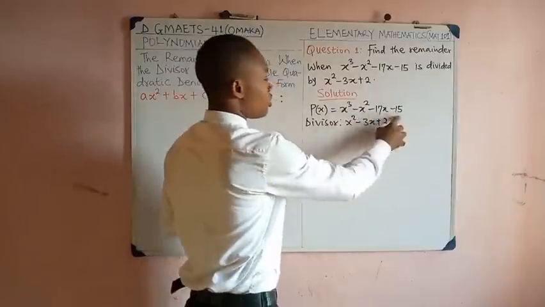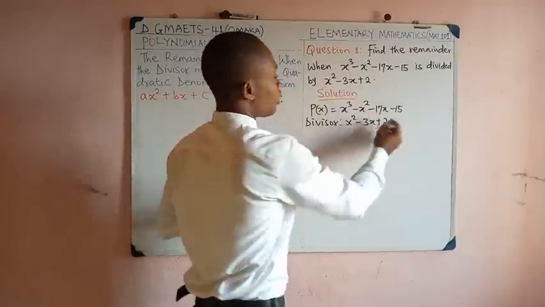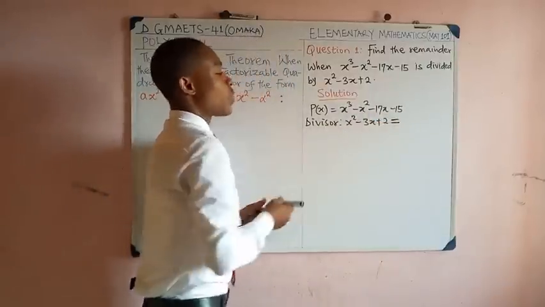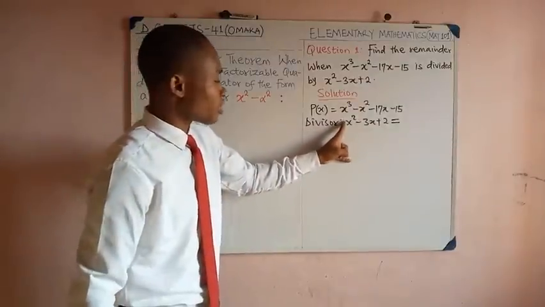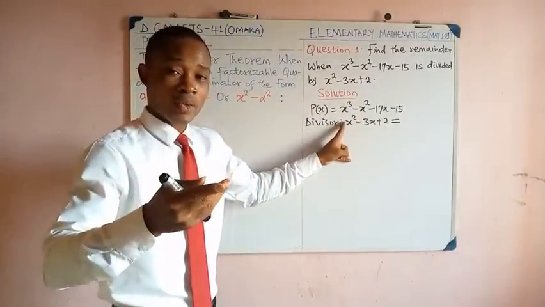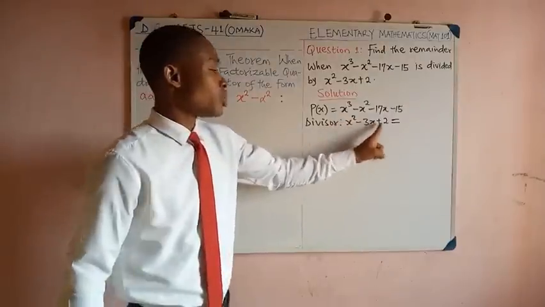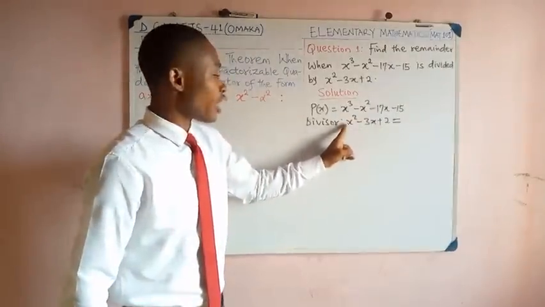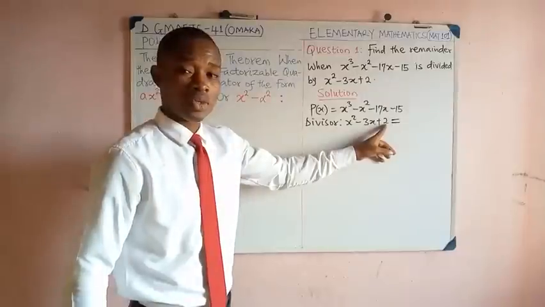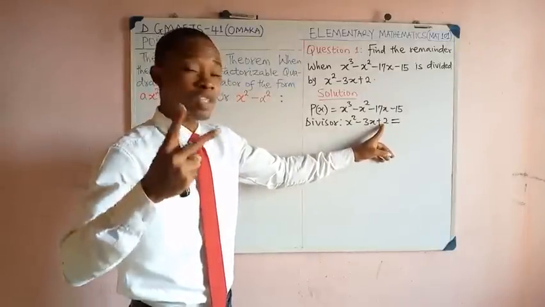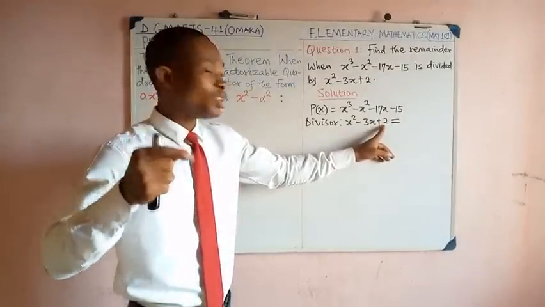Now what do we do? This is the polynomial given to us, this is the divisor, and so I'm going to check if the divisor can factorize. And of course, the coefficient of x squared is 1. To factorize a quadratic expression, first you use the coefficient of the term bearing square to multiply the constant. So coefficient of x squared is 1, 1 times 2 is 2. Are you following? Then find two numbers of this plus 2, which if you add, you get minus 3.